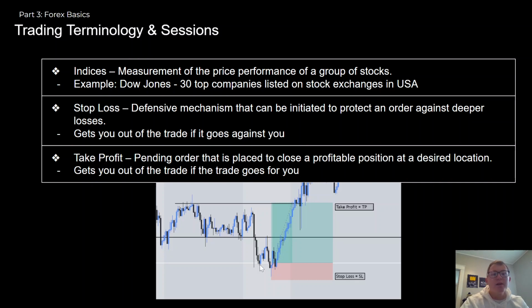So stop loss is there to save you from your own trading errors, and that's why I was saying in the psychology section, when you move this, your losses get bigger and bigger and bigger. So when you set your stop loss, it stays there.